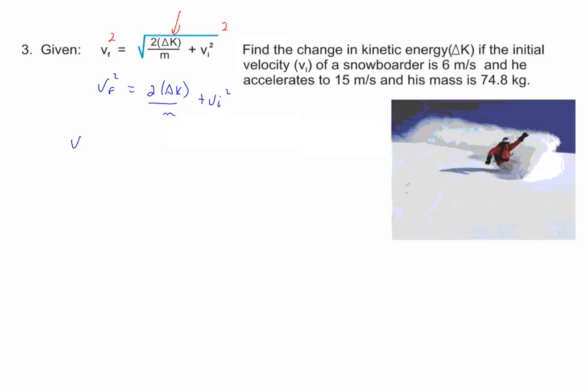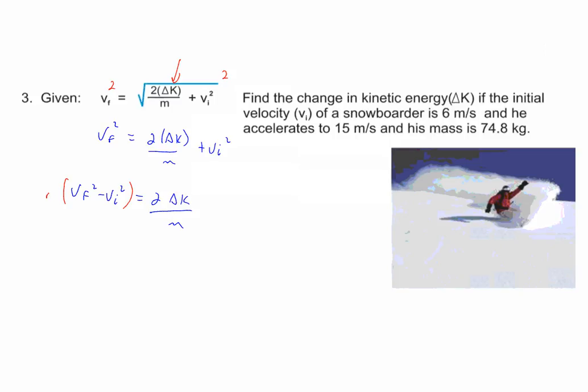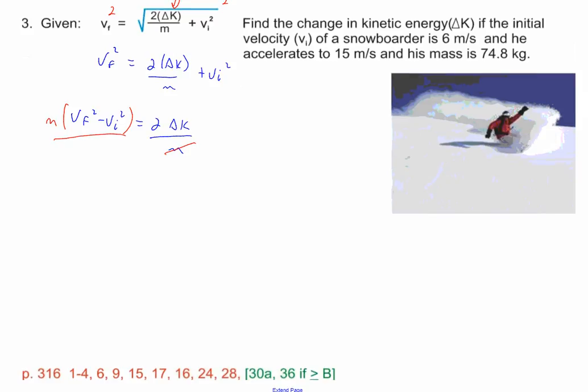So add a negative v i squared to both sides, right? Things on the bottom go to the top across the equal sign. That's going to move the m. Things on the top go to the bottom across the equal sign. That's going to move the 2. And now we have delta K isolated, change in kinetic energy. Again, all I did was multiply both sides by m over 2, the reciprocal. We've been doing that since day 1 of equations.